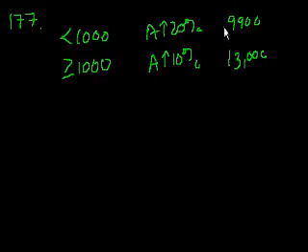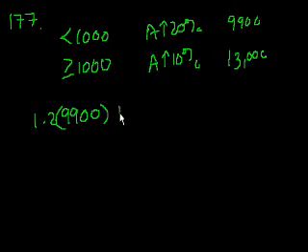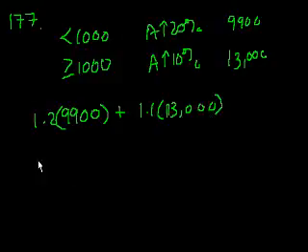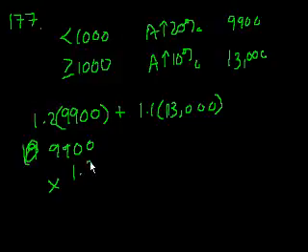So essentially, you just have to take the $9,900 and increase it by 20%. 9,900 times 1.2. And then add that to the 13,000 increased by 10%. So 1.1 times 13,000. That's a 13, not a B. So let's see. Well, let's just write 9,900 times 1.2.